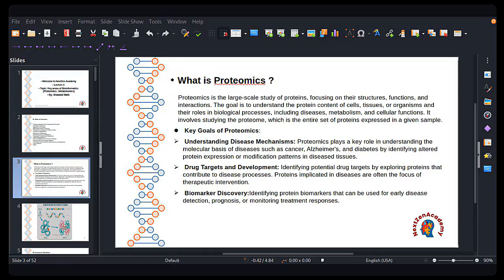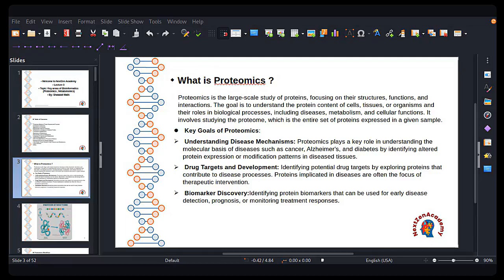Okay. Any doubt? Any doubt? Proteome means protein plus genome. All the proteins present in a cell, proteome. Okay? See, now let's switch to this. Proteomics means study of the proteome. Proteomics is a large-scale study of proteins focusing on their structure and function.